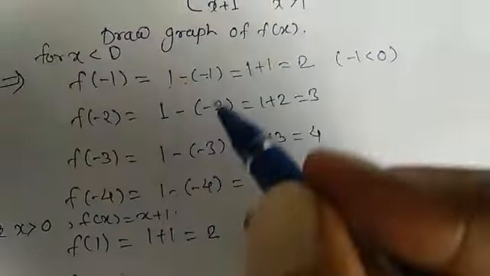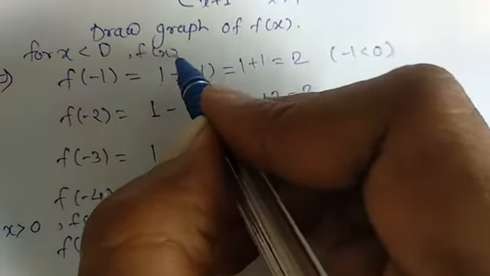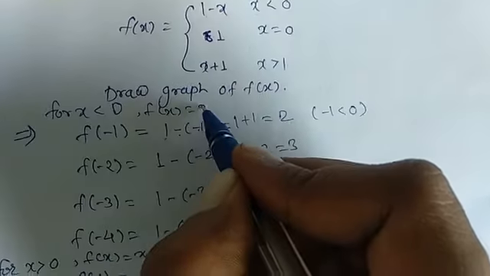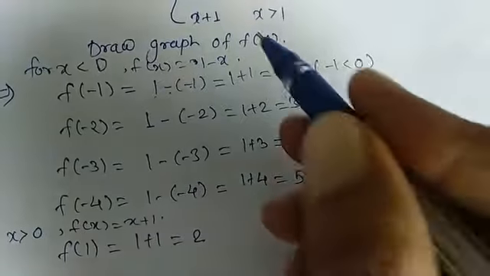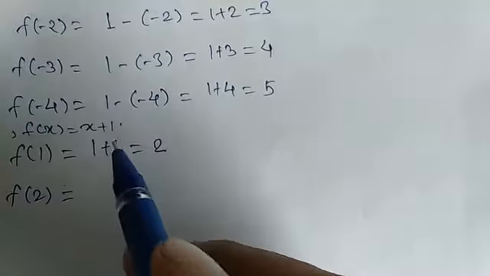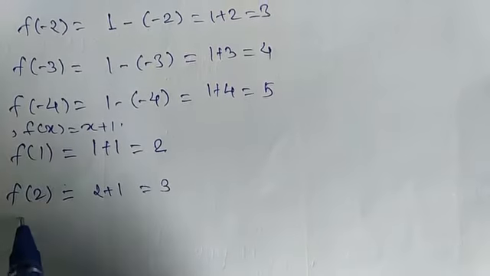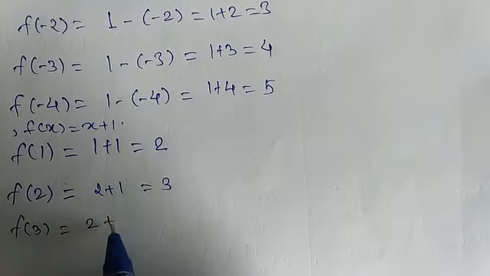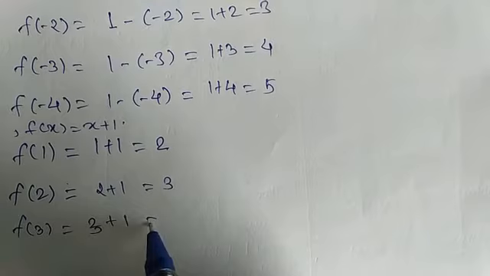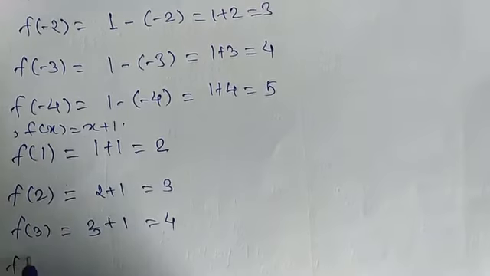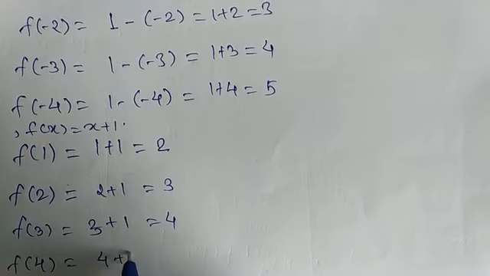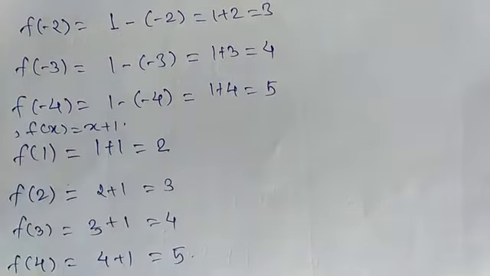Now for f of 2 it is 2 plus 1, which is equal to 3. For f of 3 it is 3 plus 1, which is equal to 4, and f of 4 is 4 plus 1, which is equal to 5.